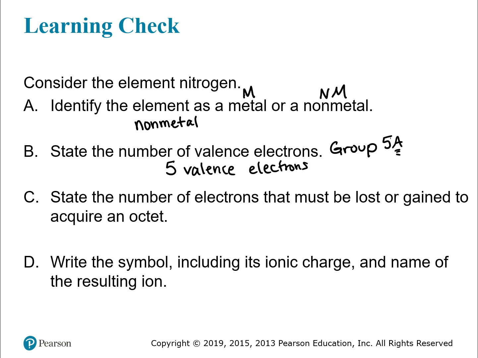Part C. State the number of electrons that must be lost or gained to acquire an octet. An octet means, in most cases, we're talking about 8 electrons, okay? If you don't have a periodic table, try to look one up real quick. Just Google it. Or I think I posted one with Chem 104 in your in-course content. If you have access to the textbook, there's one on the inside front cover. Any periodic table will do.